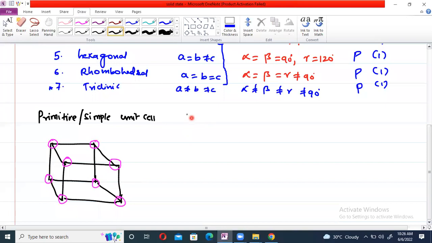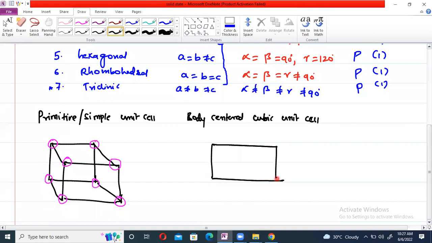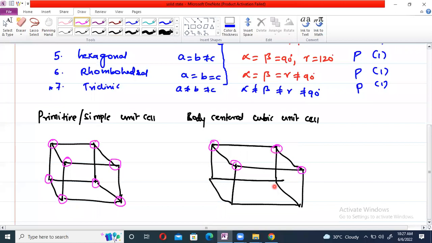The second one is the body-centered cubic unit cell. For this one, the constituent particles are present at the corners as well as at the center of the body. See, these constituent particles are present at the corners as well as the center of the body. See, corners means 8 are there.